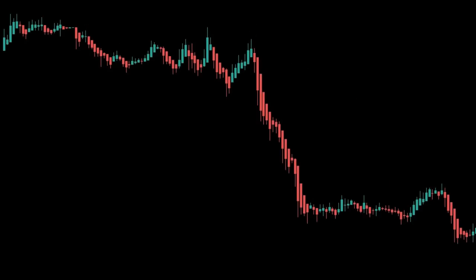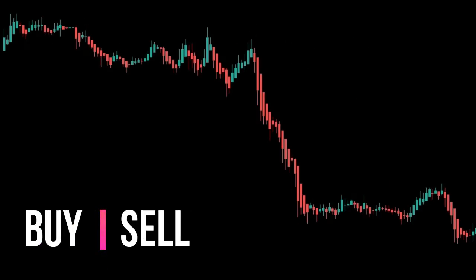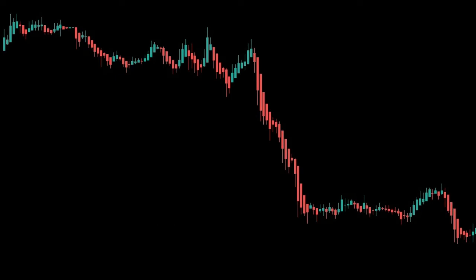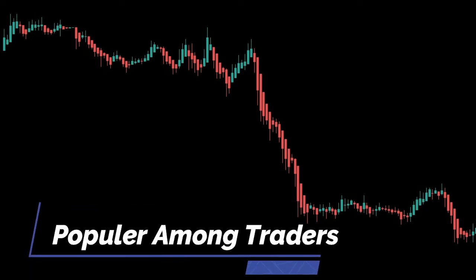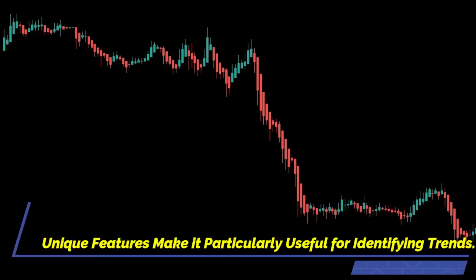Now we will find out buy and sell signals with the help of Heikin-Ashi and other suitable indicators with it. But let me show you the key points of Heikin-Ashi. Heikin-Ashi is a technical analysis tool that is becoming increasingly popular among traders. While it shares some similarities with other tools, such as candlestick charting, it also has some unique features that make it particularly useful for identifying trends.